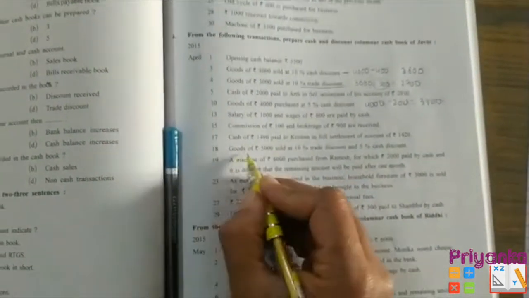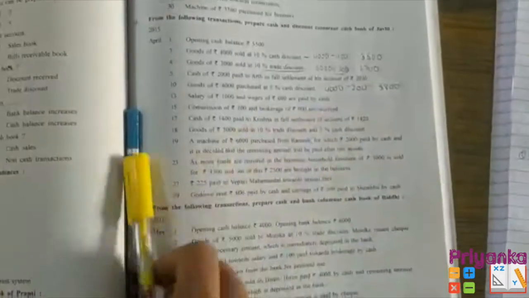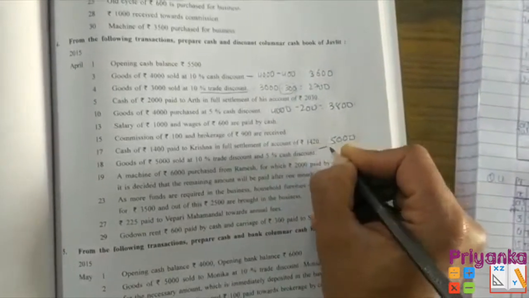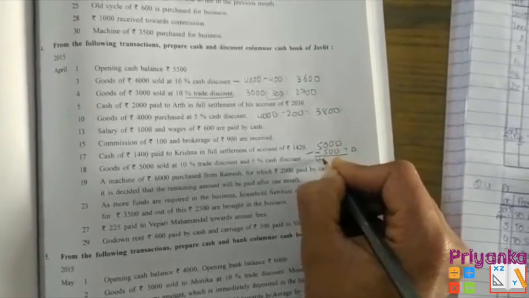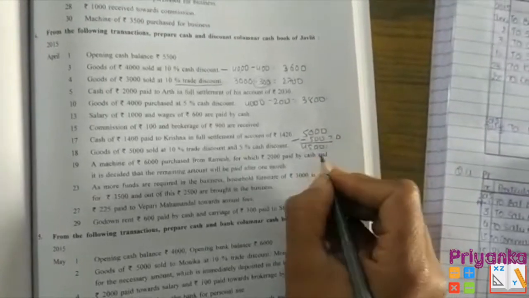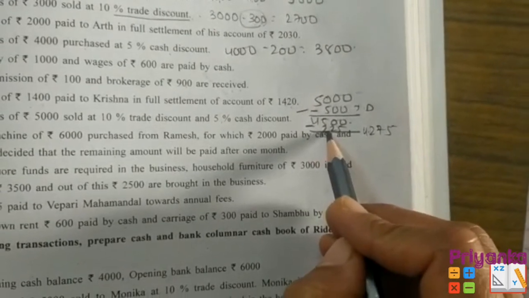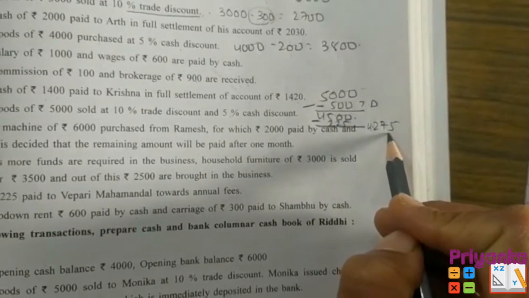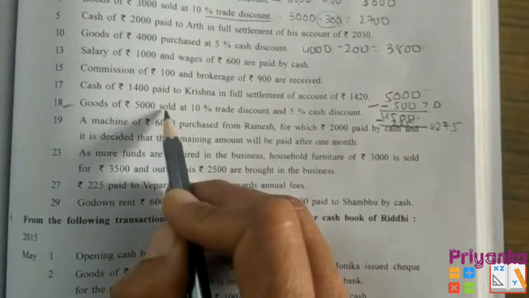Next, 18th one, goods of rupees 5,000 sold at 10% trade discount and 5% cash discount. So here I will show you the calculation. First take 5,000, remove 10% of it, that is trade discount, you will get 500. After removing it, you will get 4,500. From 4,500, remove 5%. Here I put on the calculation where I removed the cash discount of 5%. I got the amount 225. Minus with the 4,500, the value remain is 4,275.